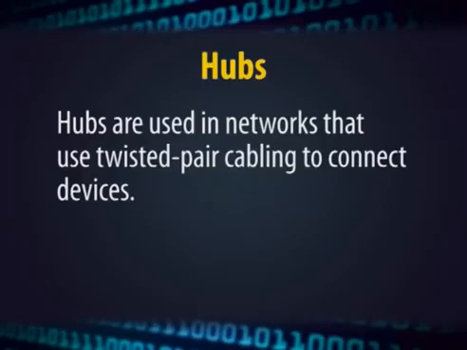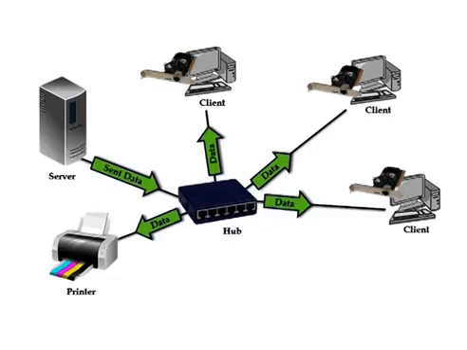Hubs. At the bottom of the networking chain, hubs are used in networks that use twisted pair cabling to connect devices. Hubs can also be joined together to create larger networks. Hubs are simple devices that direct data packets to all devices connected to the hub, regardless of whether the data packet is destined for the device. This makes them inefficient devices and can create a performance bottleneck on busy networks.